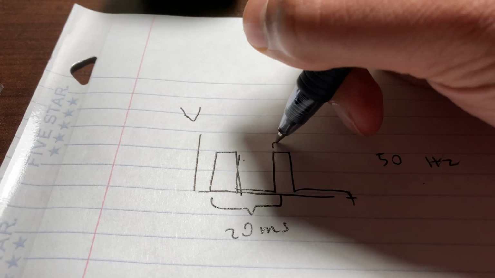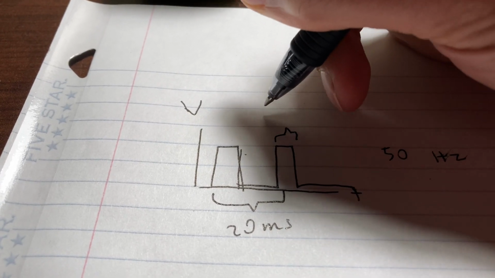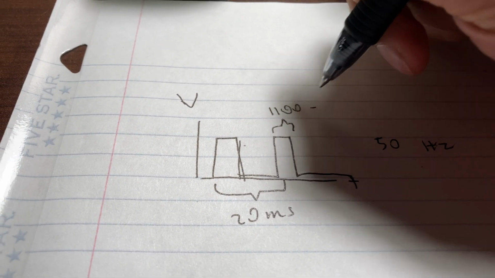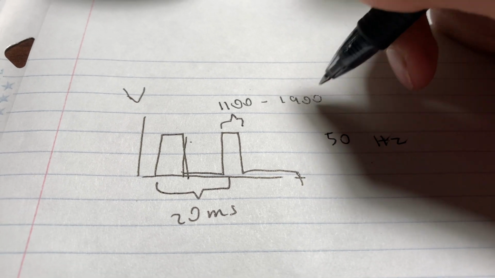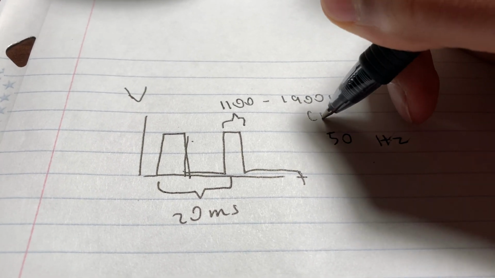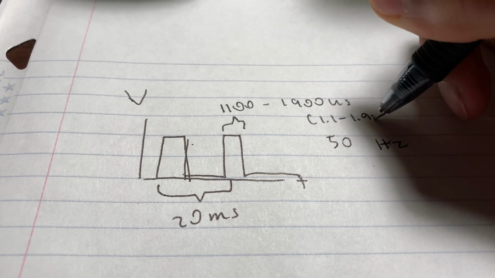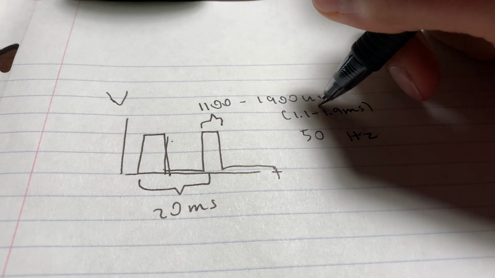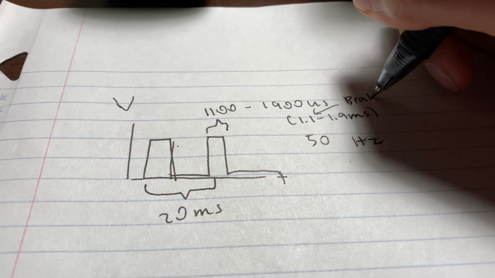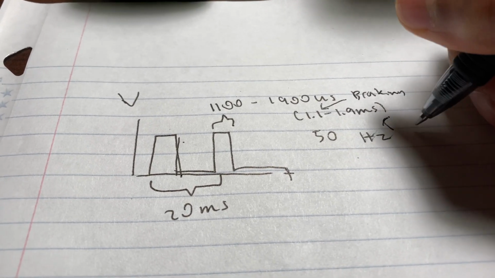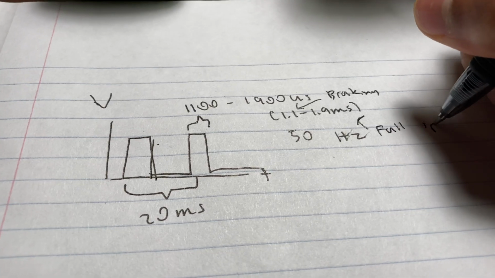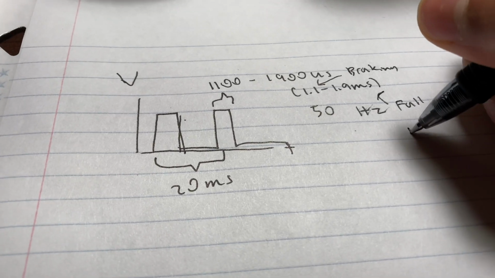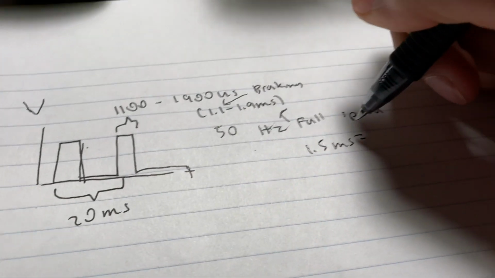And what you control is the width of this. Generally, with this ESC, I found that 1100 to 1900 microseconds, or 1.1 to 1.9 milliseconds, is what the ESC likes to see. So this 1.1 will be braking. This 1.9 will be full speed. And you kind of want to be in the middle, like 1.5, no speed.